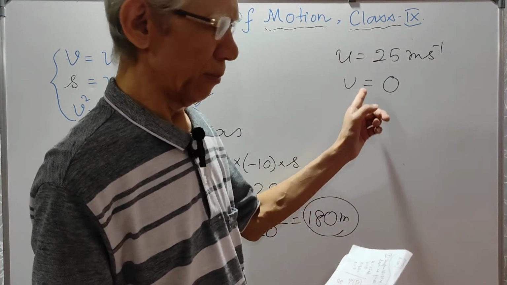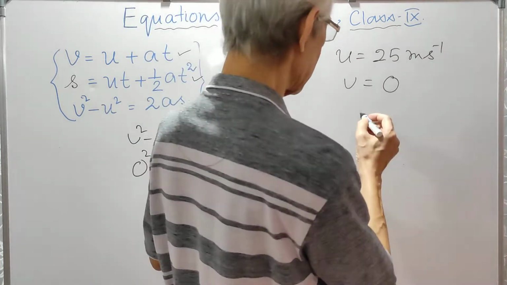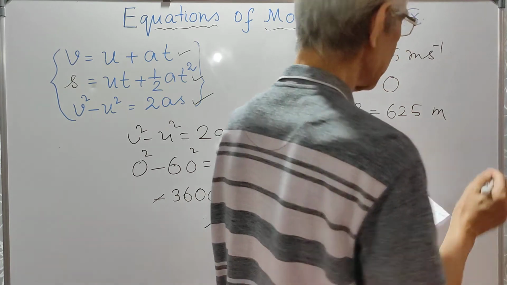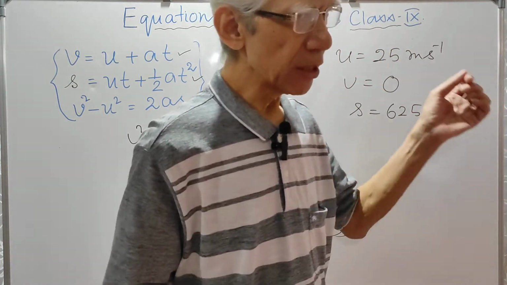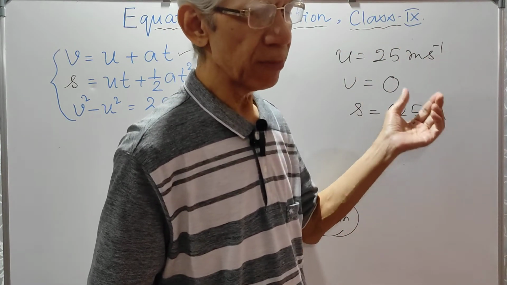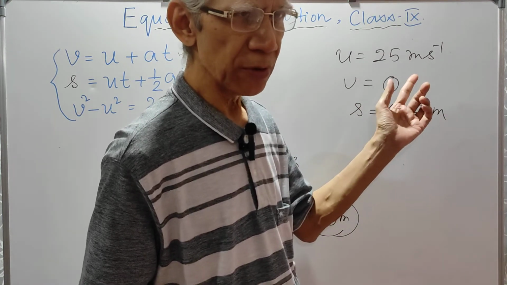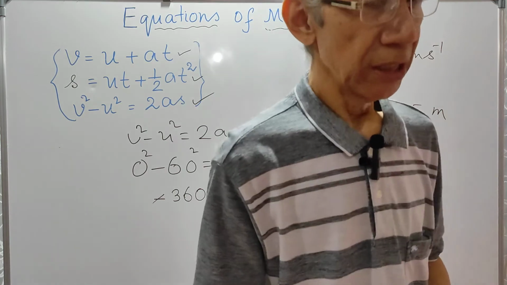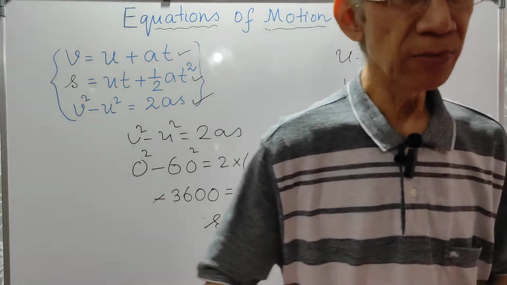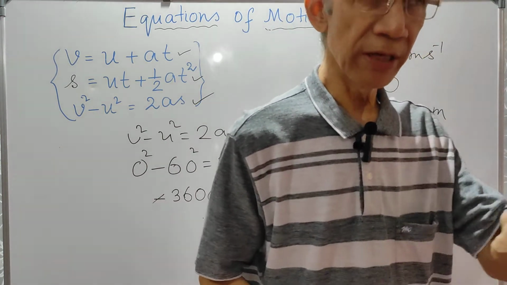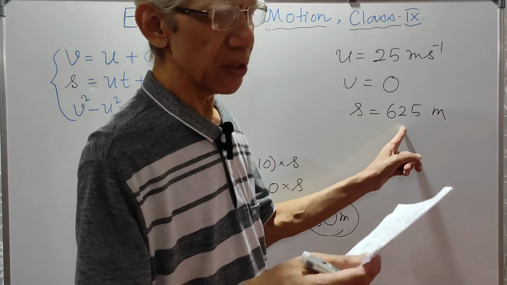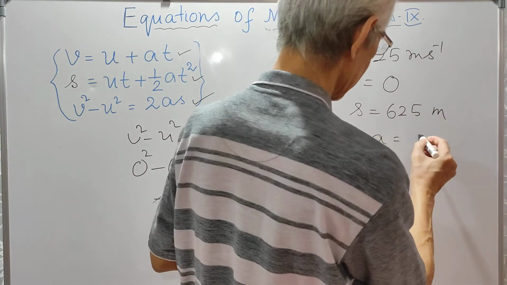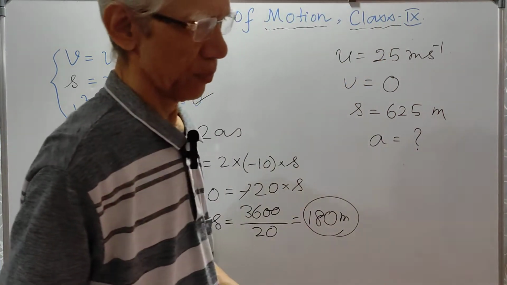So during that time it has covered a distance of 625 meter. During which time? From the time of application of brakes, from the time of application of the opposing force till the time it stops, it has covered some distance, obviously. If you apply brakes on a moving car, the car has to move some distance before stopping. So that distance is given, 625 meter. So you have to find acceleration. You have to find the value of a.